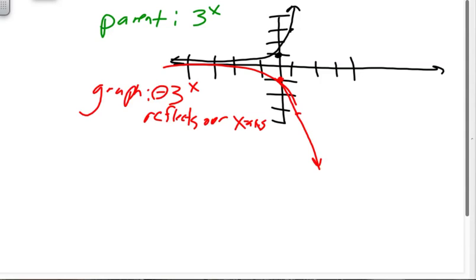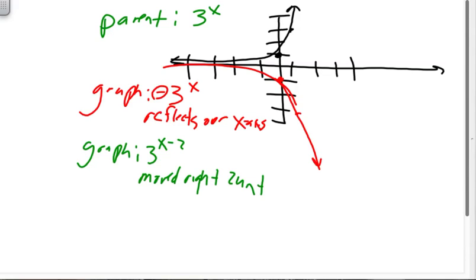And then let's graph another one. So now we want to graph 3 to the x minus 2. This is moved right 2 units. So again, the same thing, I'll go back to my parent. So 0, 1 now goes to 2, 1, and 1, 3 will go to 3, 3, and it will look like this.